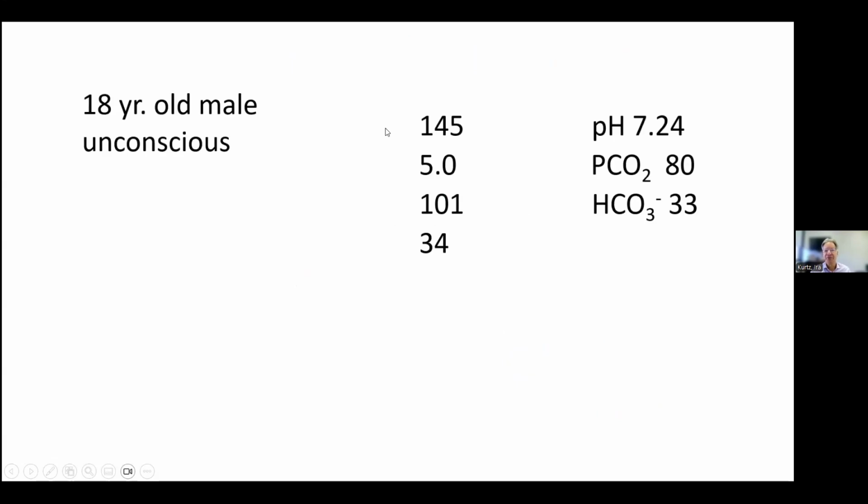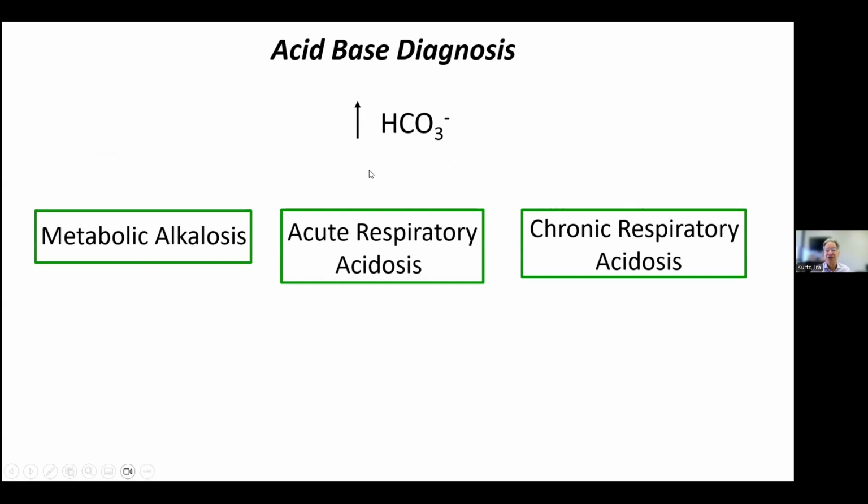Here's another example. It's an 18-year-old male who's unconscious, and the PCO2 is 80 and the bicarb is 33. That means the PCO2 went up by 40 and the bicarb went up by 9. So the question is, does this fit any of the simple acid-base disorders? Again, we have an increase in bicarbonate, so it's one of these three causes.